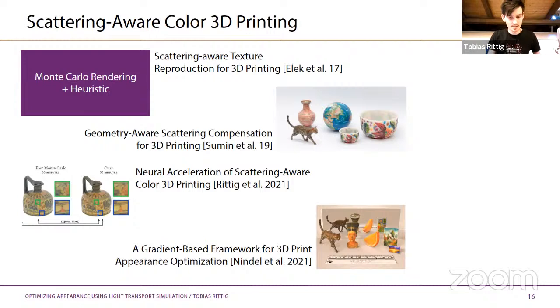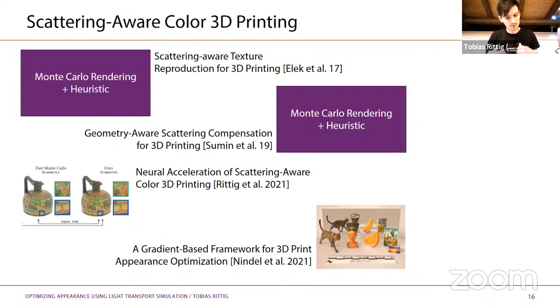Later in 2019, we applied the same approach to 3D objects and also adjusted the heuristic to compensate for problems that we see on very thin geometry, like the cat's ears, for example, there.